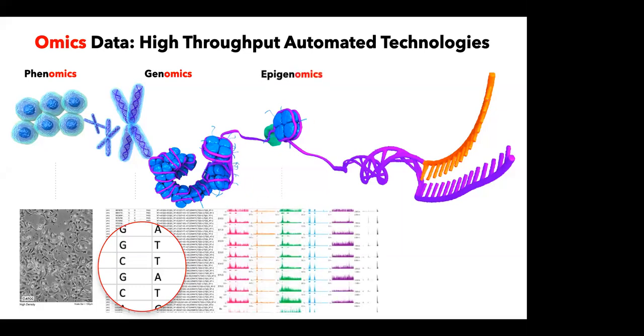Another important technology is epigenomics or epigenetics, which is about the non-genetic changes, which are methylation or different types of events, histone modification events that have been captured from ChIP-seq technology.